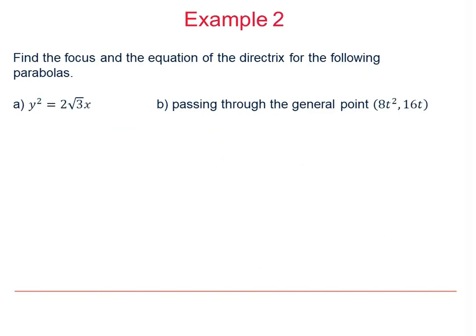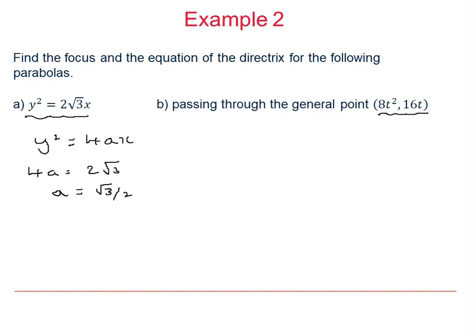This second question uses those ideas the other way around. So here we're given, first of all, a parabola in its standard form y squared is 4ax, and in the second part of the question a different parabola where we've got the parameters for x and y. So let's look at part a first of all. y squared equals 4ax means that we have that 4a must be equal to 2 root 3, and therefore a is equal to root 3 over 2.